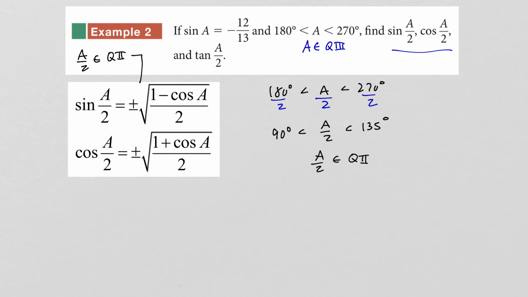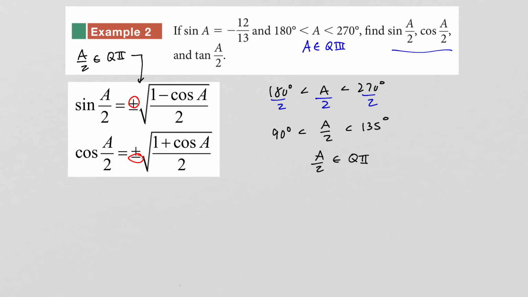And this is what we use to determine the plus or minus here. So in the second quadrant, sine is positive and cosine is negative. So again, be deliberate when you choose your plus or minus there. Don't just assume, based upon what you see somewhere else, don't just assume you know what quadrant you're in. Make sure that you are talking about a over 2 and not the angle A.